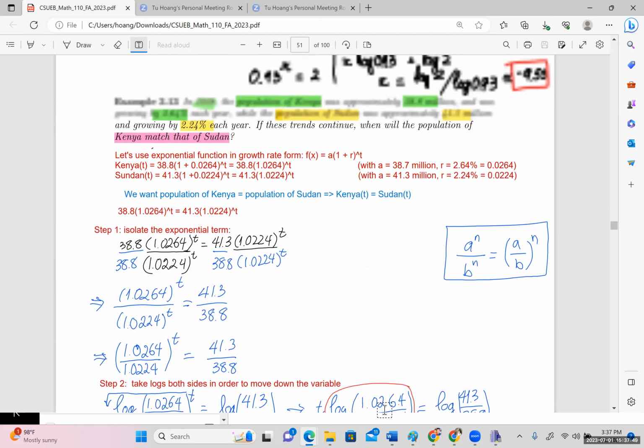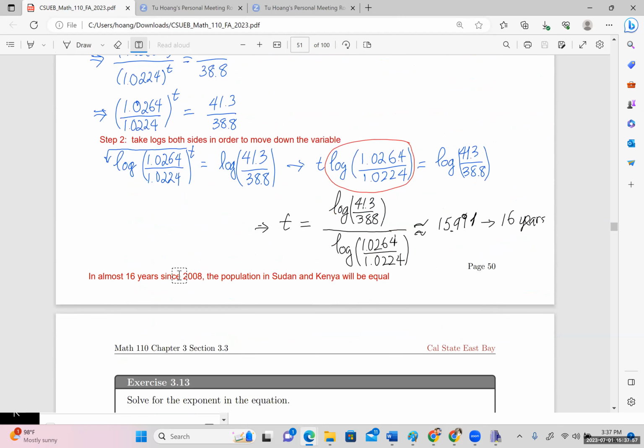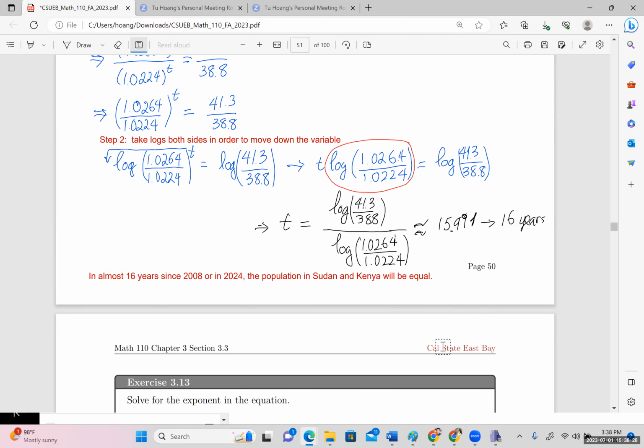Let me make sure that I answer the question. When will the population be equal? That's what we need, right? If you want to be specific, in almost 16 years since 2008, that means what year? 2008 plus 16 is 2024. Okay. So that's going to be it.